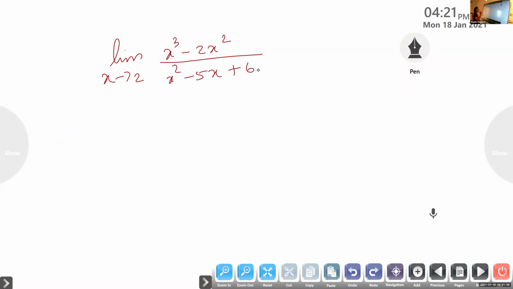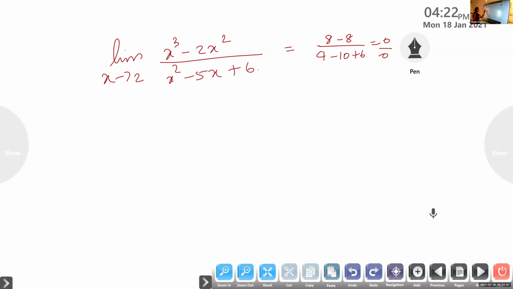When you put x is 2, what happens? Usually, to find the limit means you will be substituting the value for x. So when you put x is 2, look here. Numerator will become 8 minus 8 by denominator 4 minus 10 plus 6. So it takes the form 0 by 0, isn't it?